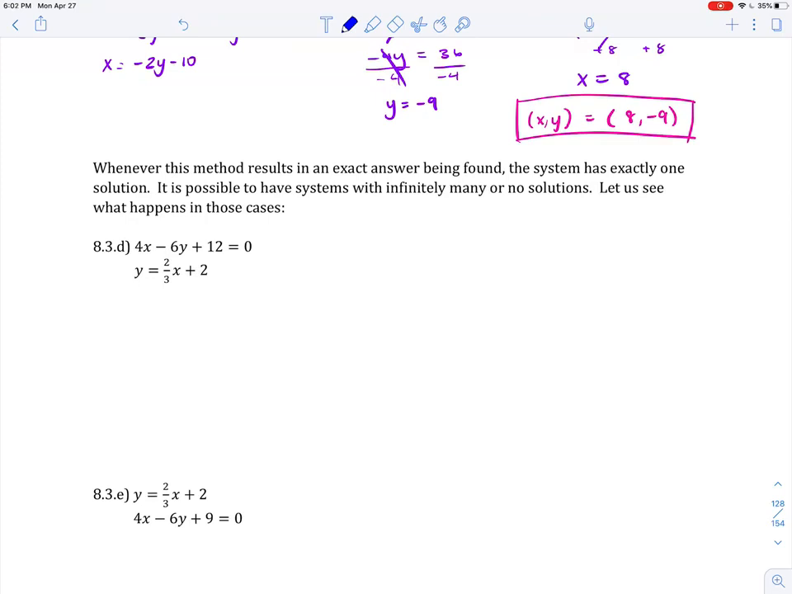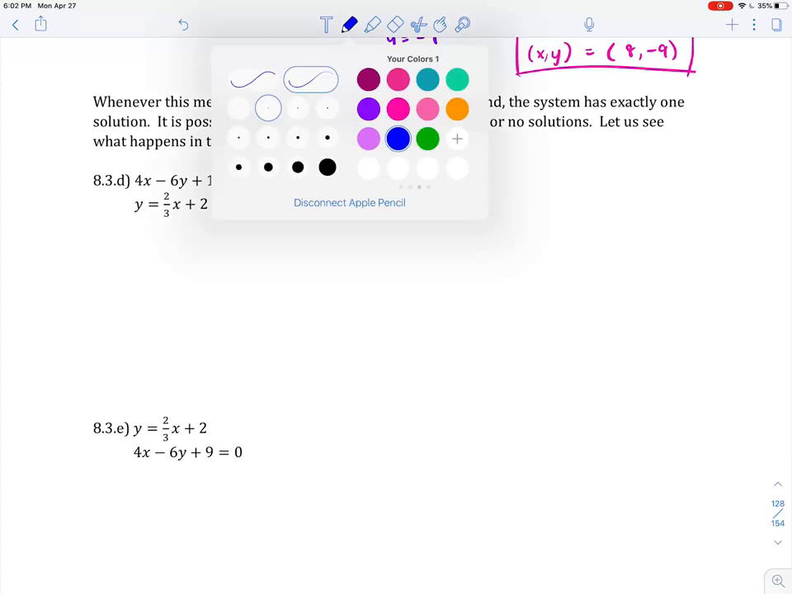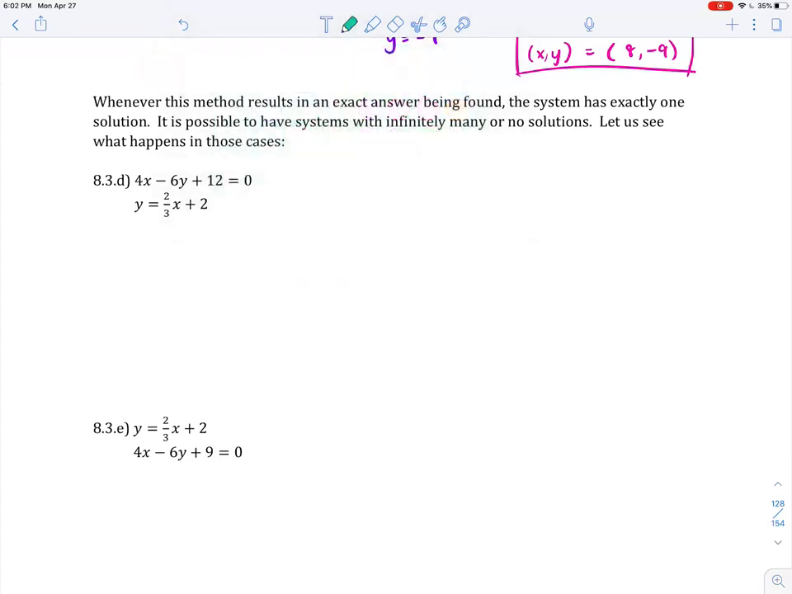Anyways, we're going to see a couple examples where weird things happen. The ones we did, examples A through C, they all had a very exact value. We had a value for x, we had a value for y. In those cases, we have one solution, but it's possible to have infinitely many solutions or no solutions. We're going to have one example of each of those. Let's go ahead and solve this as we normally would.